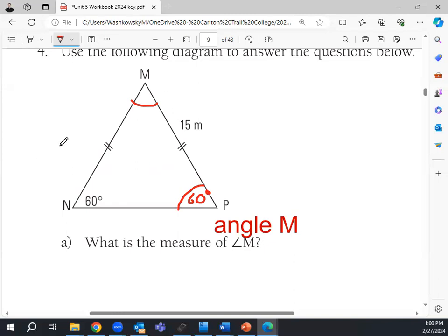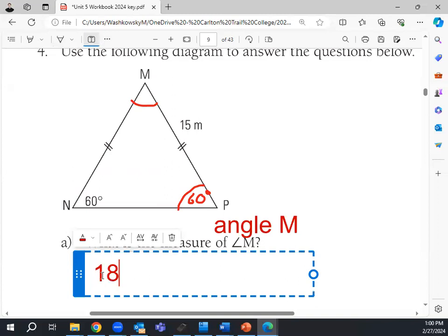Because we know that all three angles of a triangle need to add up to 180, I know there's 180 degrees in a triangle. And I know that I have two of them that are worth 60. So if I take away these two from that 180, I'm going to be left over with whatever my answer is. In this case, it would be 60 degrees.